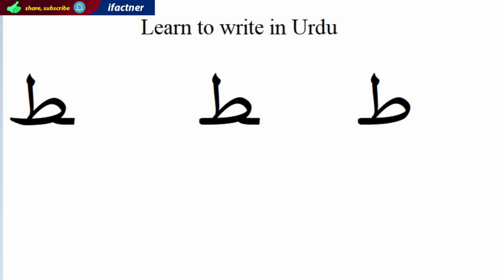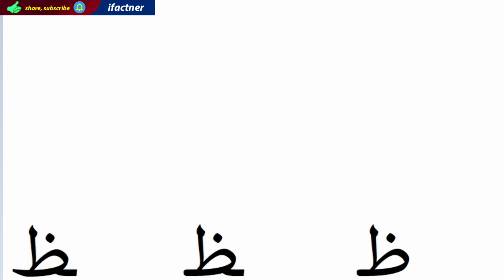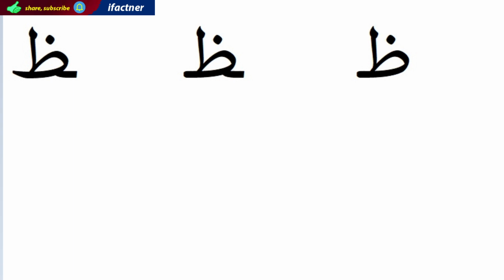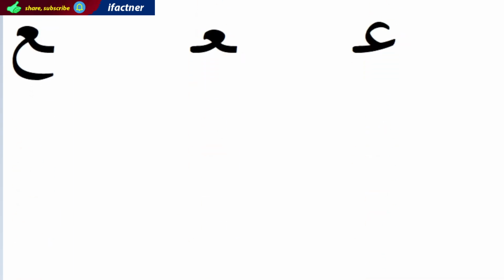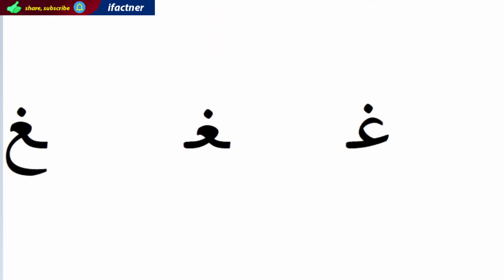In today's video tutorial, we will learn to write the initial position, middle position, and final position shapes of 4 characters of the Urdu alphabet. These characters are toay, zoay, and gayn.